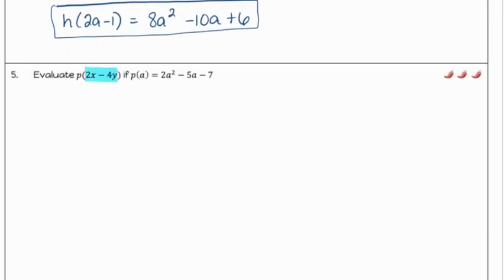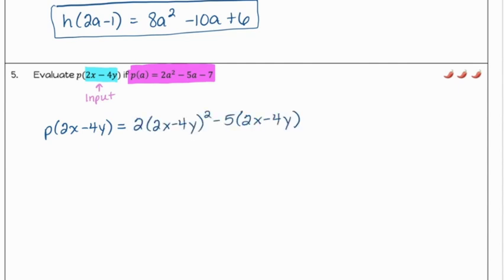Last one, evaluate p of 2x minus 4y. And they gave me, again, my original p function with its rule. So what we are doing is we're taking our new input and replacing the old input. So I have p of 2x minus 4y. It's the new input, and I'm going to replace all of my original inputs, which were a. Okay, so I substituted.